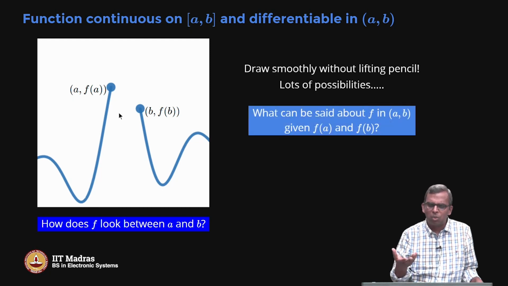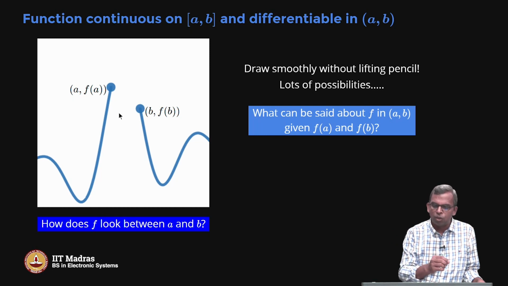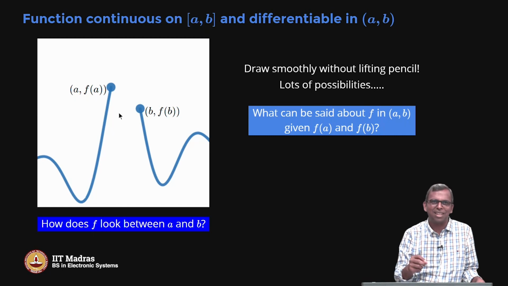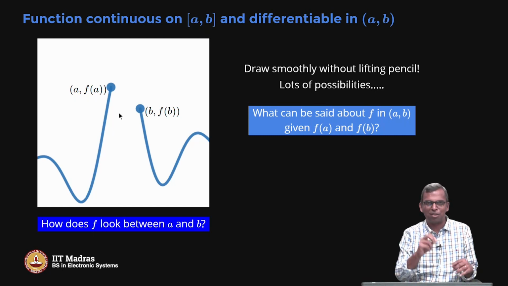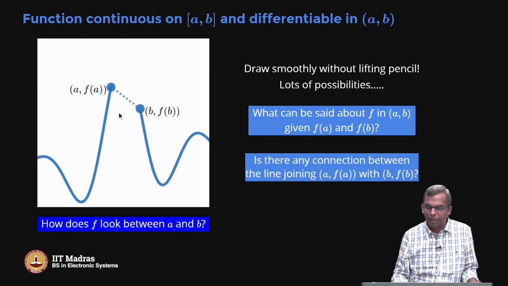Okay, so graphical answer. What is the graphical answer? You just take a pencil and draw smoothly without lifting the pencil. But there are a lot of possibilities, right? You can just take the pencil and draw any which way you want. But the interesting question to ask is, is there anything particular you can say, no matter how the shape may be? Some property has to be satisfied. The mean value theorem tells you that. So it's a very, very powerful idea.